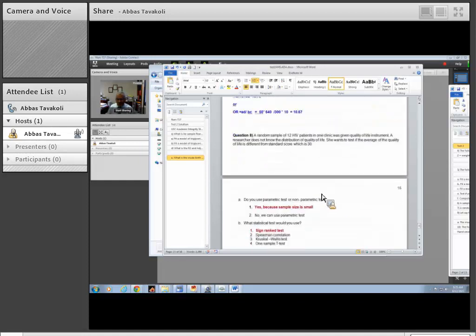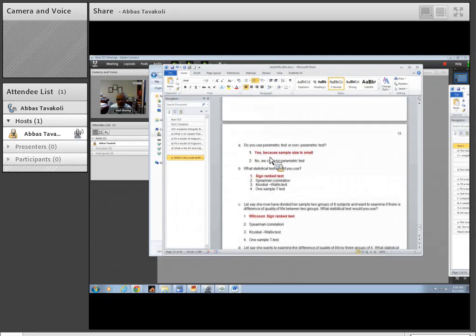Question 8. We have a random sample of 12 HIV patients in one clinic who were given a quality of life instrument. A researcher does not know the distribution of quality of life. She wanted to test if the average quality of life is different from the standard score, which is 30. Do you use parametric tests or non-parametric tests? So yes, because sample size is small, we use non-parametric tests.